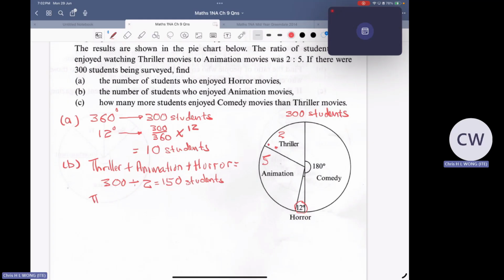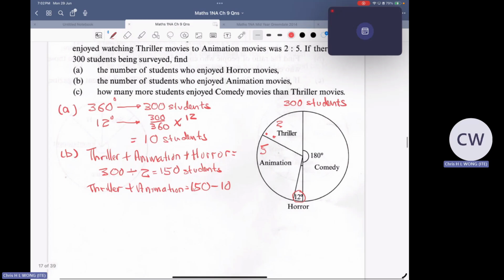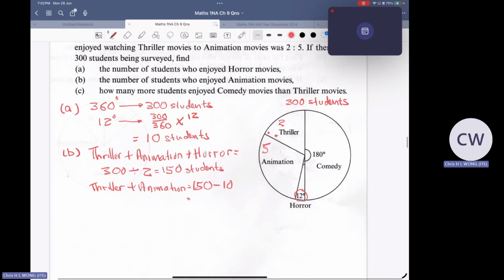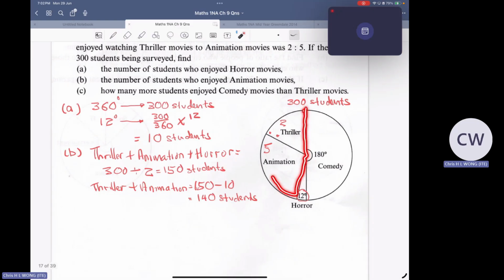Now I have thriller plus animation is equal to, all I need to do is to take 150 minus 10, because 10 is horror, right? So I will minus 10. So I will give you 140 students for thriller and animation. So now we know, we have already established this one from here to here is actually 140 students.